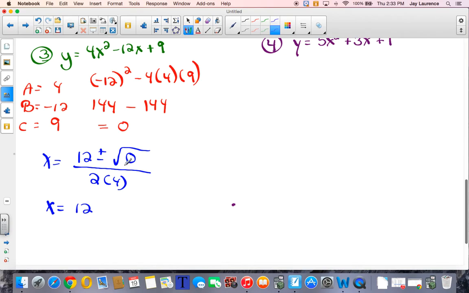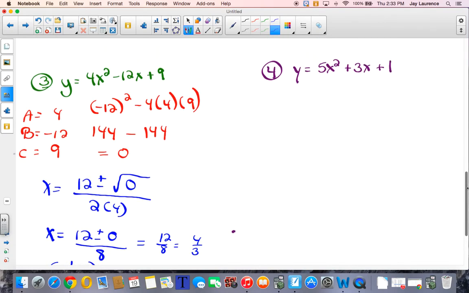The square root of 0 is 0. Plus or minus 0. That's kind of a waste of time. I'll write it down. But when I add 12 plus 0, I get the same thing as if I do 12 minus 0. That's why there's only one answer. That'll be over 8. So my one solution is going to be at 12/8. If I simplify that, I get 4/3. And since we're talking about an x-intercept, I'm going to use a mixed number. I'm going to go 1 and 1/3, and then 0. There's my x-intercept. Piece of cake. This stuff is too easy. Got to pay attention to the details.